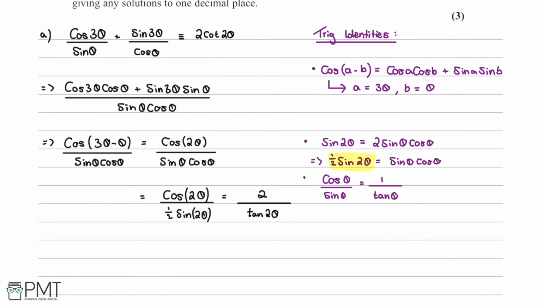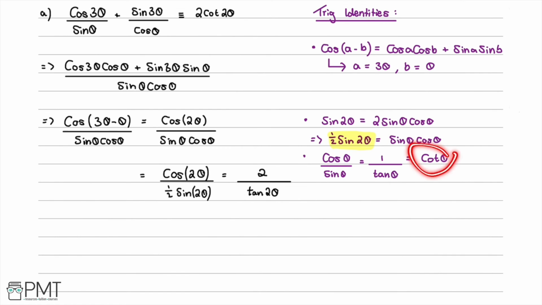And now we look back to what we're aiming for. We're aiming for 2 cot 2 theta, and we have 2/tan 2 theta. Well, we can also use the trig identity that cos theta over sine theta is equal to 1/tan theta, but we know that this is also going to be equal to cot of theta. So therefore, we can now use this last trig identity here, and we can conclude that this is going to be equal to 2 multiplied by cot 2 theta.